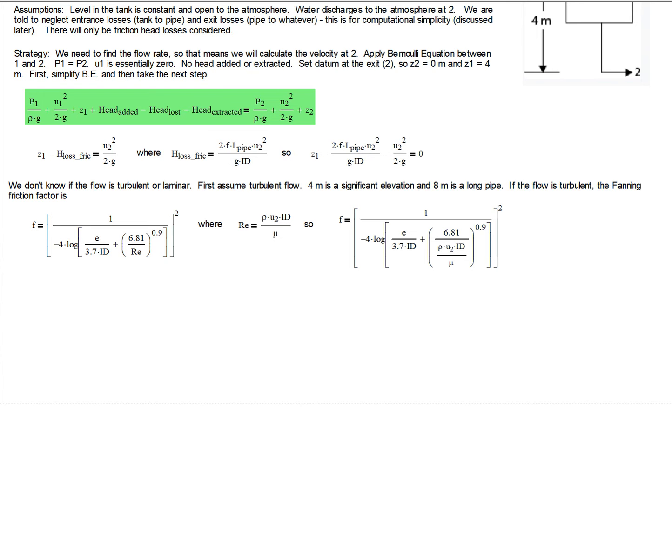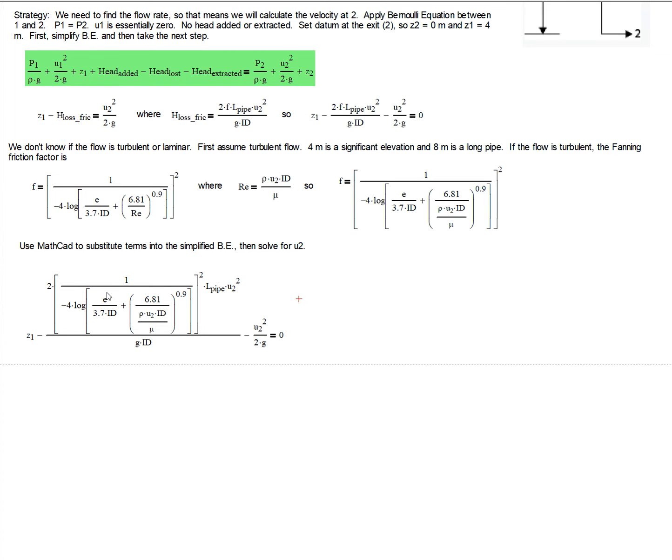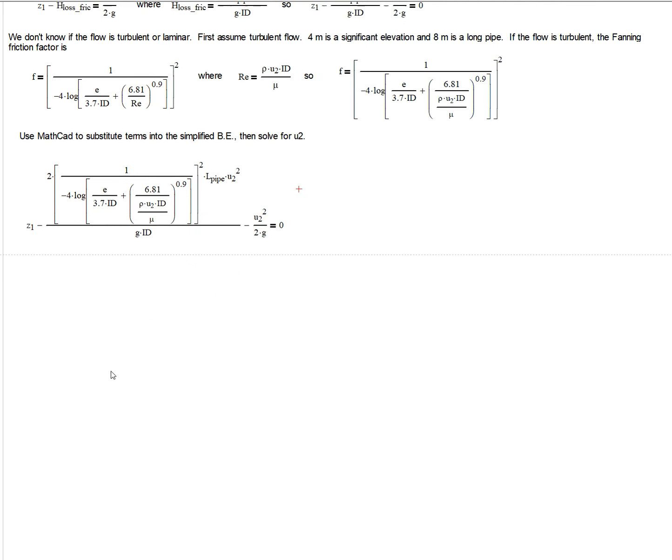If we do that, with a little bit of algebra, it's a kind of messy formula, but this is what we get. I just used MathCAD to do this, copying and pasting the equation for F in here. And this is what we get. I moved everything over to the left side, because that's easier in MathCAD. We need to solve this equation for U2. This would be a real pain to do with pen and paper, but we can do it in MathCAD pretty easily.